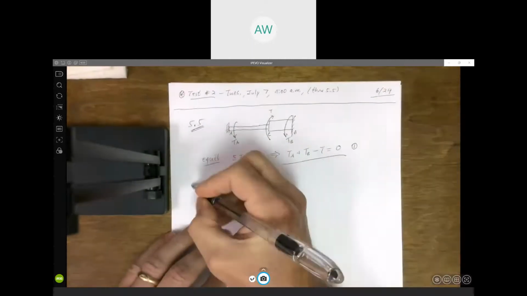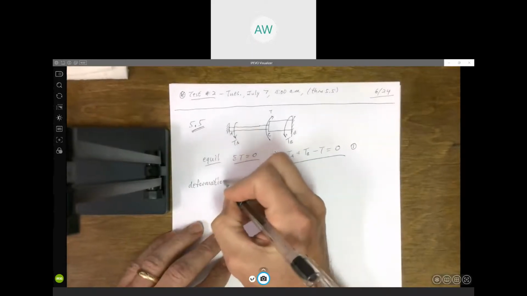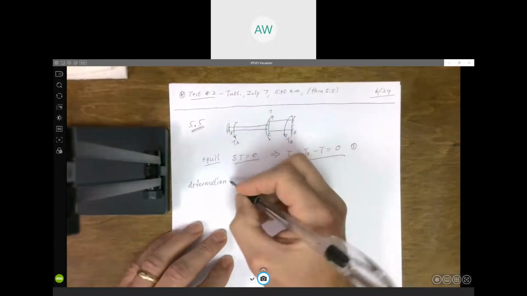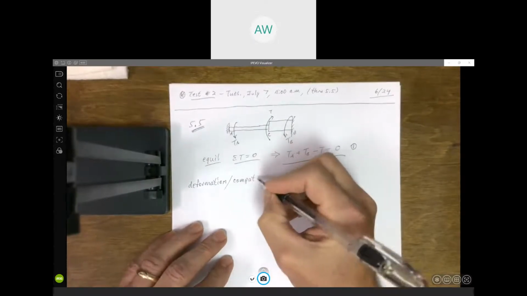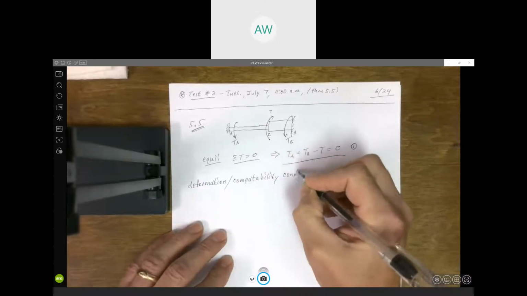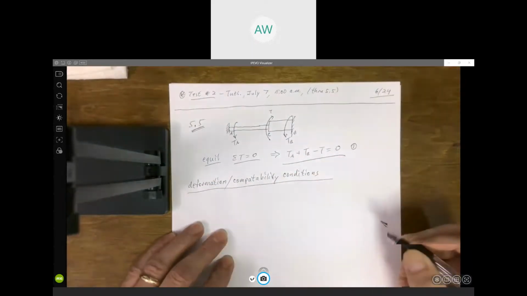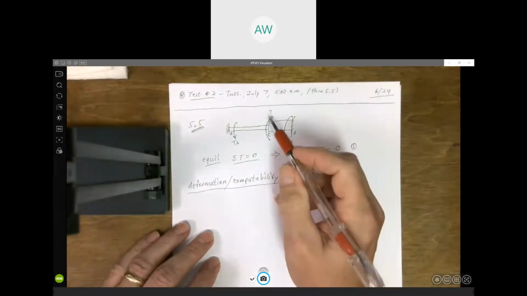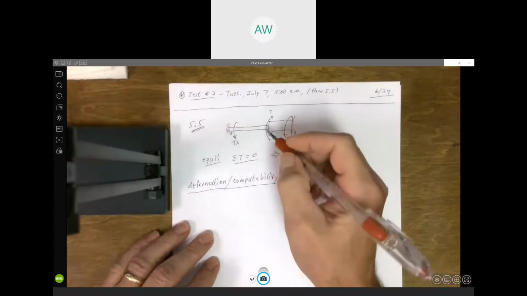So now let's talk about deformation. What we know about deformation and how we can use this. And in the book, if you read through this, you'll see he refers to this as compatibility condition. All right, so let's go back up here to our picture, and let's look at this part of the shaft.